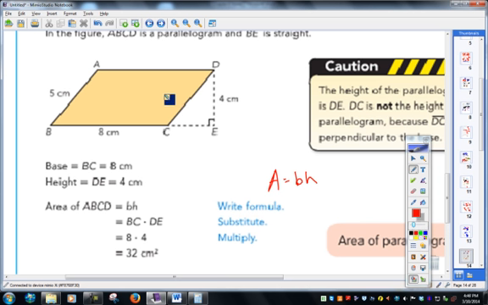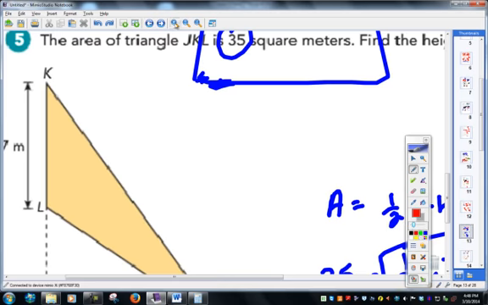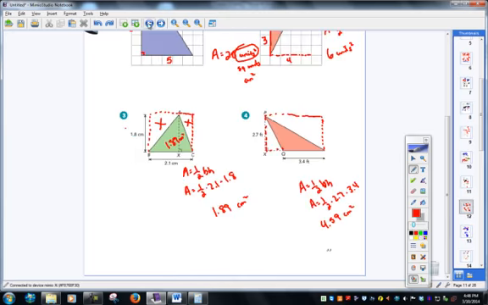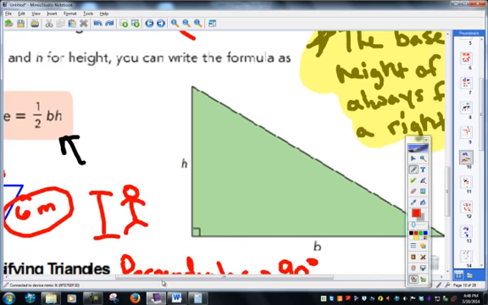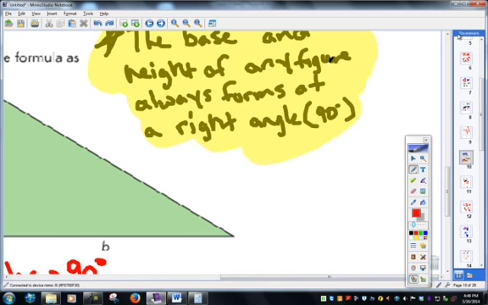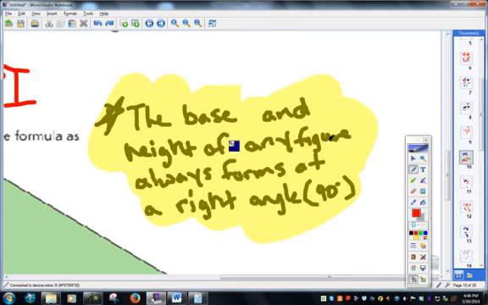The one thing I do want to make note of real quick is here you have three numbers. You have to determine where's the base and where's the height. Remember, this is not a height. You do not measure on a slant. I'll flip back in my notes to what I had you write, in black. There it is right there. The base and the height of any figure always form a right angle. You've got to remember that.